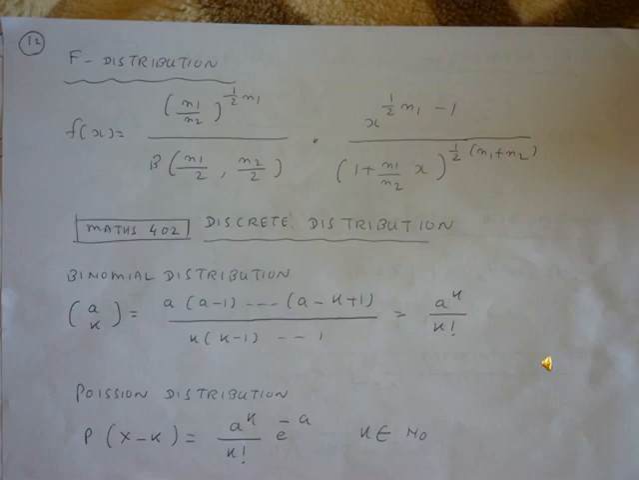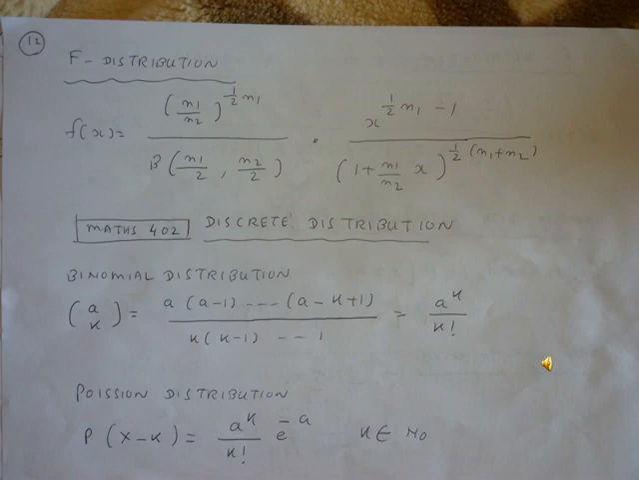Then we will write down the equation for the F distribution. The generalized formula for the F distribution is: the numerator is (n1/n2) to the power of n1/2, multiplied by x to the power of n1/2 minus 1, and the denominator is the Beta function B(n1/2, n2/2), multiplied by (1 + (n1/n2)x) to the power of (n1 + n2)/2. So this is the F distribution formula.